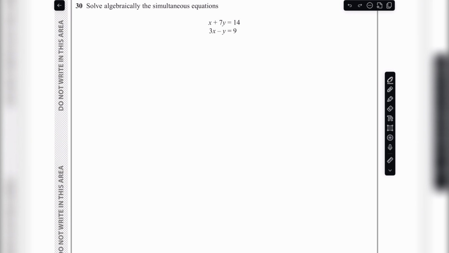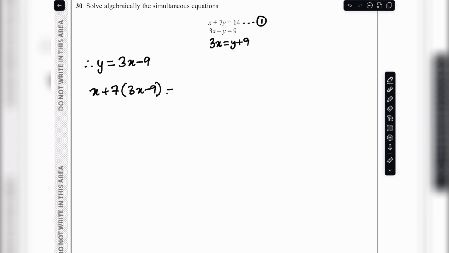In the final question for today's video, we are told to solve algebraically the simultaneous equations. So the first step is to make y the subject from the second equation, and I'm going to do this by adding y to both sides. So 3x equals y plus 9, and then I'm going to subtract 9 from both sides. Therefore, y equals 3x minus 9, and then we can substitute this equation into equation 1, which I'll just label now. So x plus 7 times y, which is 3x minus 9, equals 14.